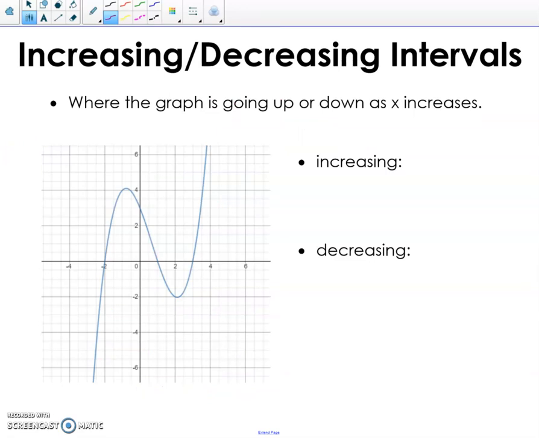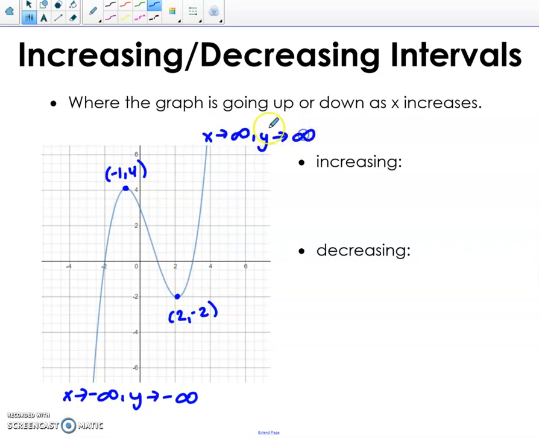Now we're going to look at the increasing and decreasing intervals, which is where the graph is going up or down as x increases. So we're always looking from left to right. When we're writing our increasing and decreasing intervals, we need our end behavior as well as our maxes and mins. So we can fill that in really quickly. The left end is x approaching negative infinity, y approaching negative infinity. We know the maximum is (-1, 4), because we did that earlier. The minimum is (2, -2). And the right end is x approaches positive infinity, y approaches positive infinity.